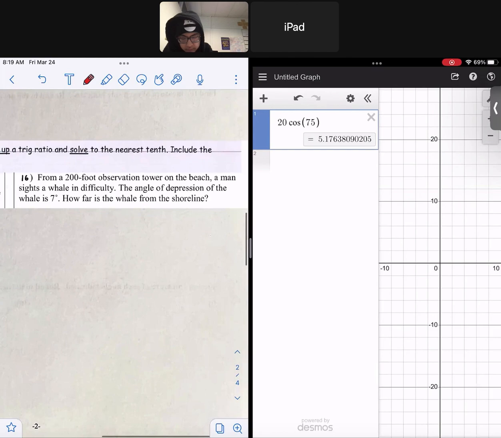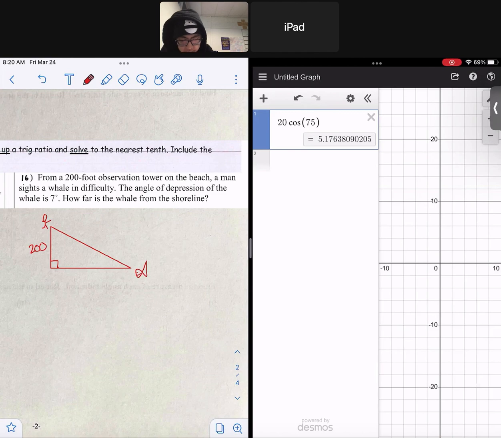Number 16, again, draw our right triangle, right? From a 200-foot observatory tower on the beach, so here's the tower, you guys, 200 feet. A man sights a whale. Here's the man on the tower, he sights a whale in difficulty. The angle of depression, which is the angle formed with the ceiling, you guys, is 7, which means that's the same thing as the angle of elevation. How far is the whale from the shoreline? Here's the shoreline. Here's the whale. So we're trying to find this length right here.